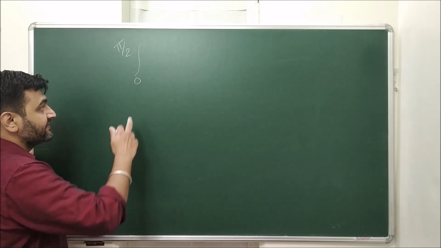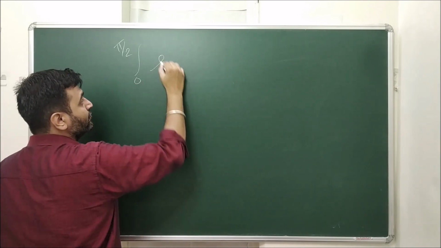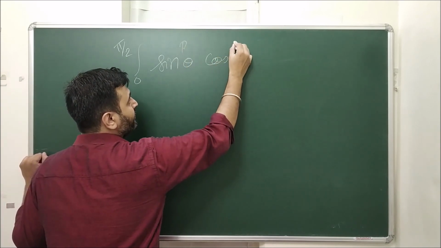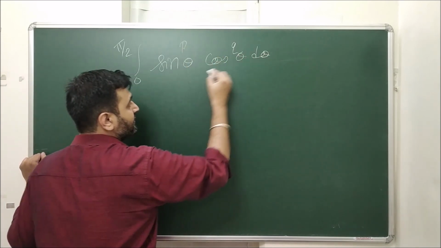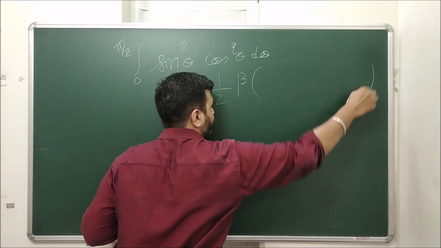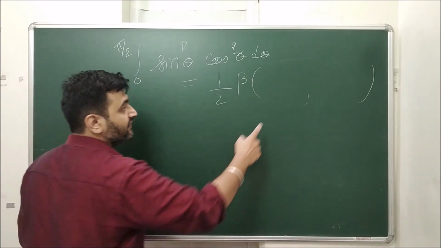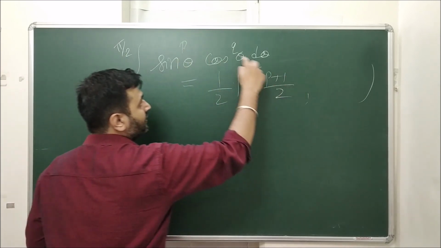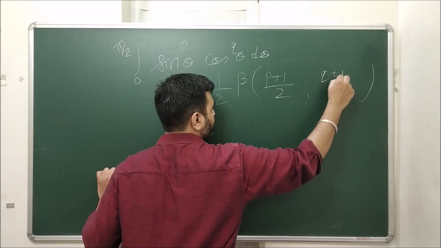But then beta function gives you a nice connection for this product of sine and cosine. The result is the integral from 0 to pi by 2 of sine theta raised to p into cos theta raised to q. This is equal to half of the beta function. What is the first component? Here you have p, so p plus 1 by 2. Here you have q, so q plus 1 by 2.